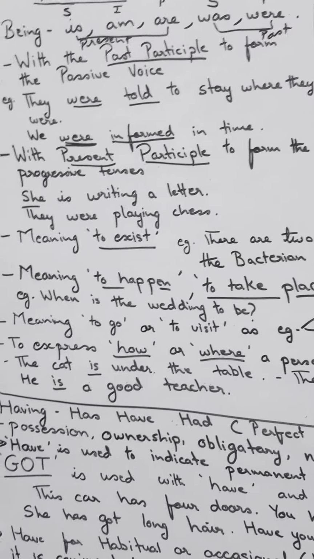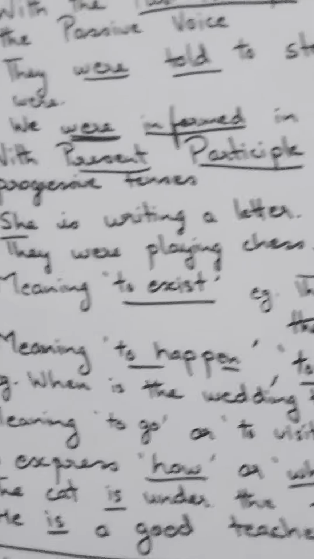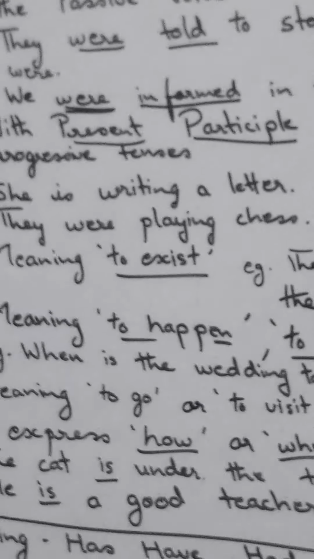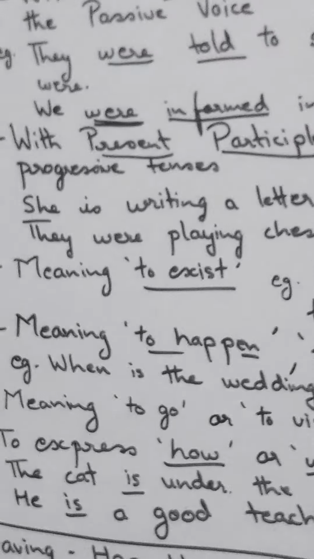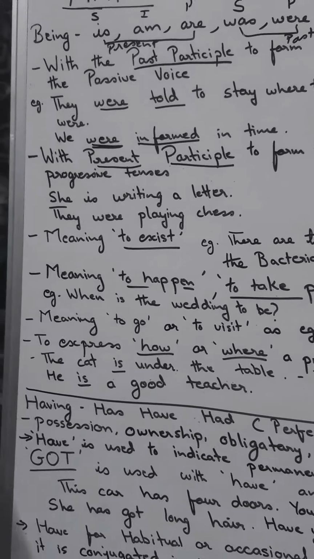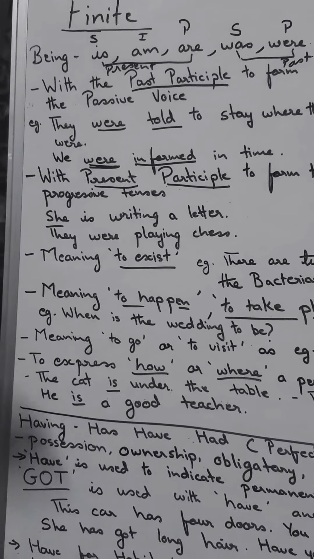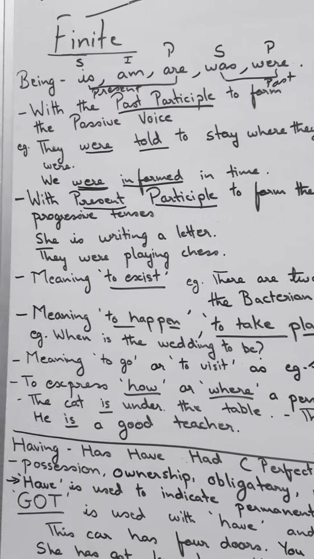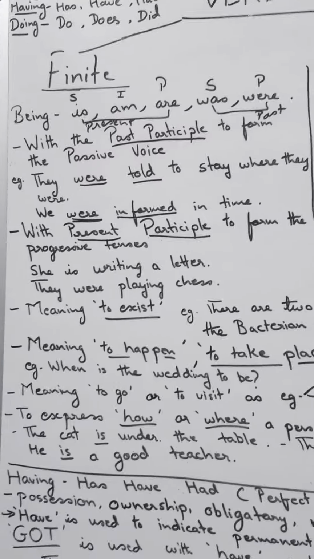What is the progressive tense? In generalized language, when we are talking about the continuous tense, that is indicative of INGs. First form of verb plus ing. Run plus ing, running. Swim plus ing, swimming. Talk plus ing, talking. Teach plus ing, teaching. So this is the progressive verb we are talking about.